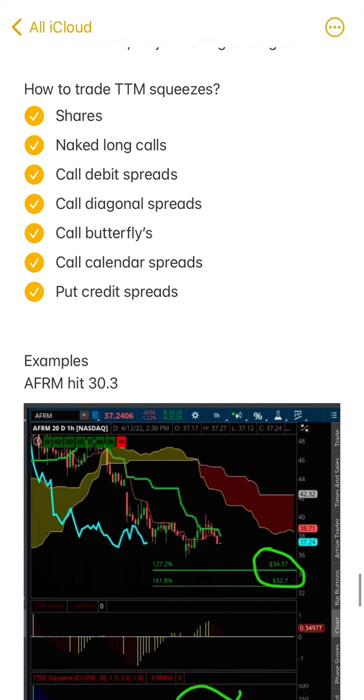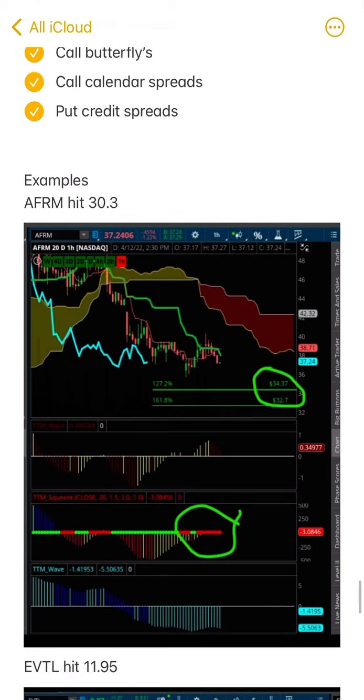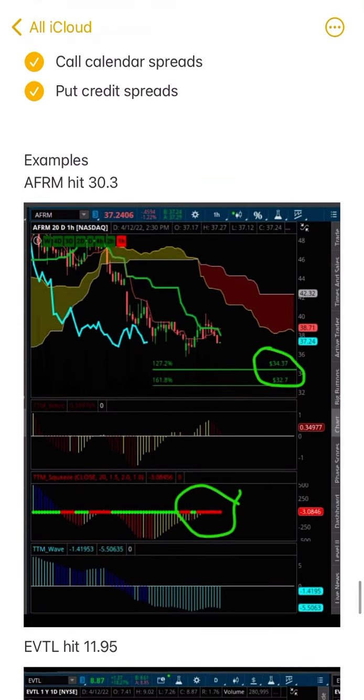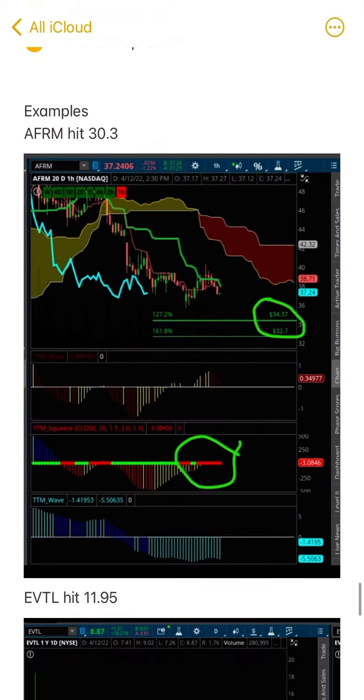Okay. So here I want to go over just some examples of the TTM squeeze and what it looks like. These are actually screenshots that Ketz sent me. So I'm just going to kind of break them down a little bit, because it's a little bit cleaner of a look on the desktop, right? And I do a lot of my charting and trading from mobile.